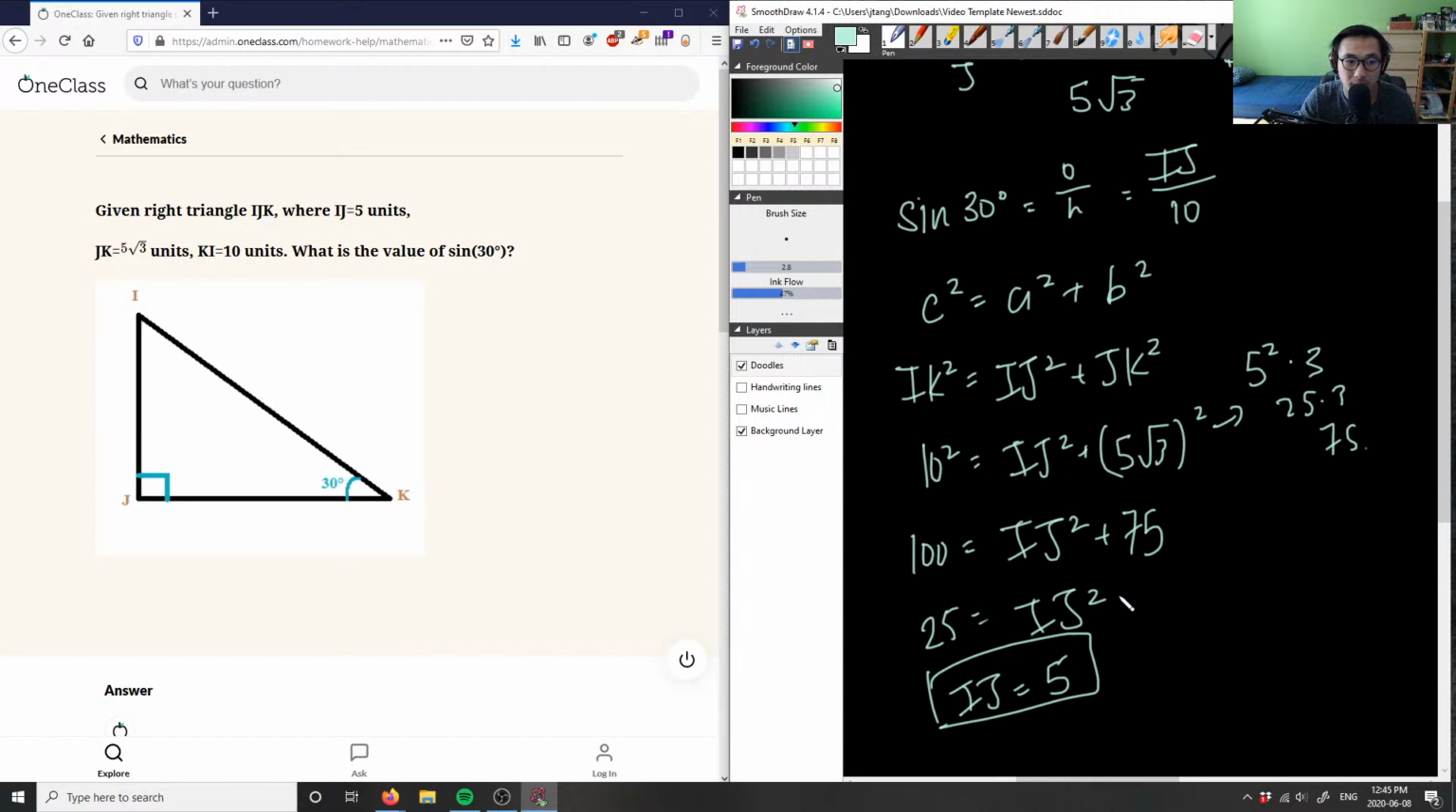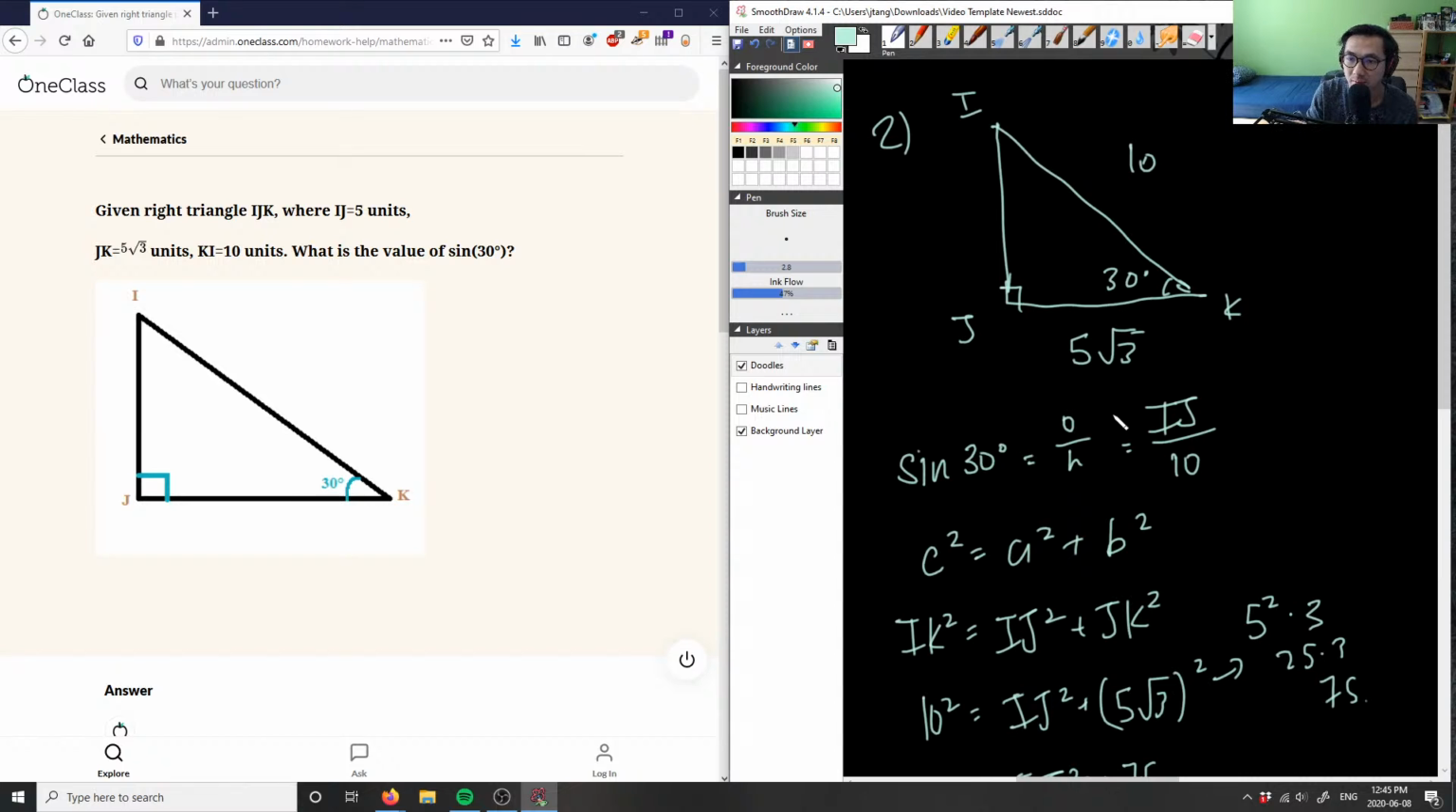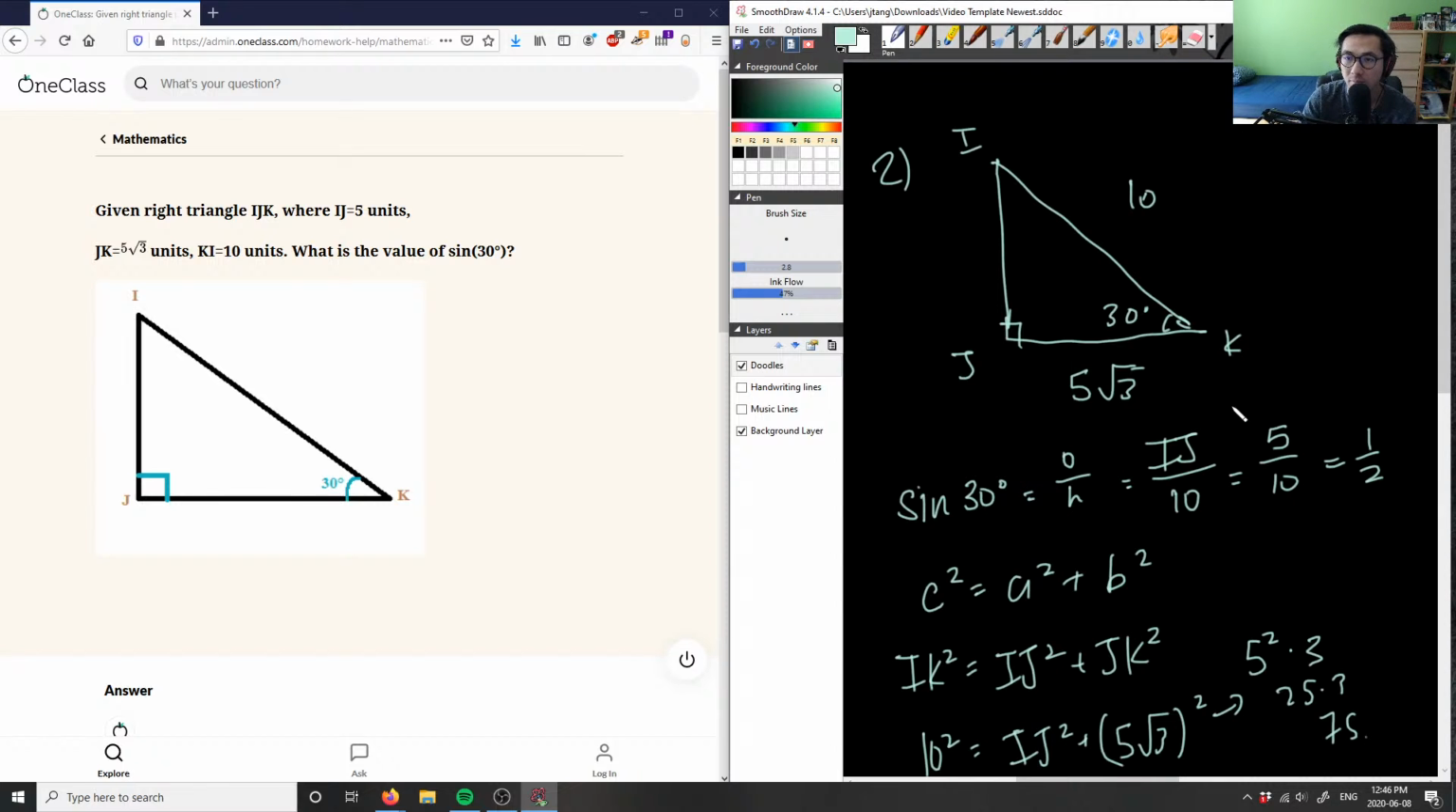So IJ equals 5, which means sine 30 is opposite over the hypotenuse, so IJ over IK, which is 10. This is going to be 5 over 10, which equals 1/2. So sine 30 degrees is 1/2, and that's our solution for this problem. I can type that on my calculator as well, and as you can see, sine 30 indeed equals 1/2. So this here is our solution.